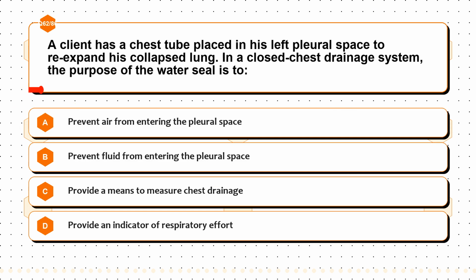Question 62. A client has a chest tube placed in his left pleural space to re-expand his collapsed lung. In a closed chest drainage system, the purpose of the water seal is to, here are the options. Option A. Prevent air from entering the pleural space. Option B. Prevent fluid from entering the pleural space. Option C. Provide a means to measure chest drainage. Option D. Provide an indicator of respiratory effort.